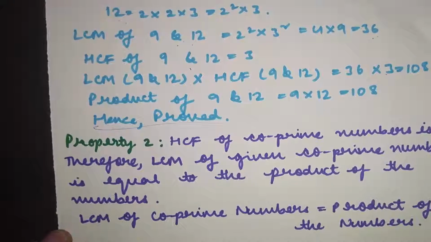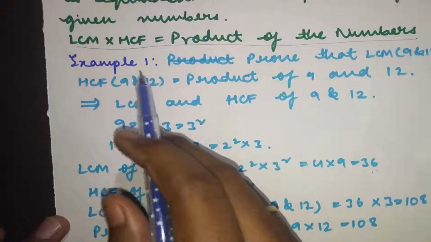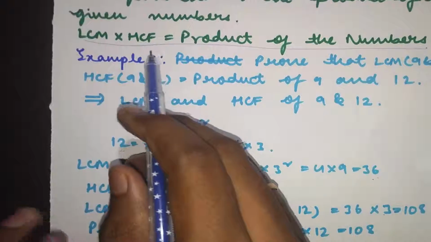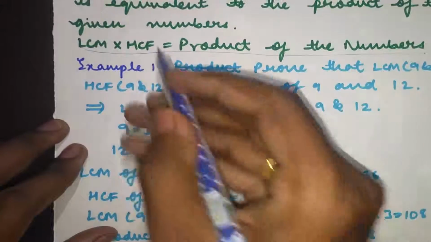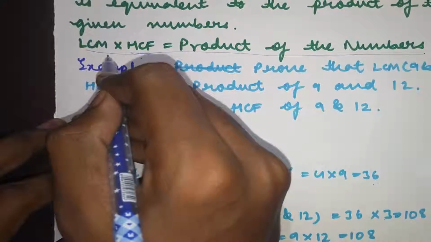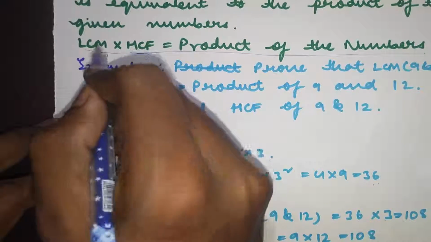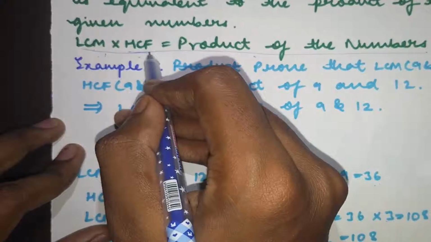So what is the second property of HCF and LCM? HCF of co-prime numbers is 1. Therefore, LCM of the co-prime numbers is equal to the product of the numbers. This is nothing but derived from the above property, which defines that LCM into HCF equals the product of any two numbers. If the HCF of the co-prime numbers is 1, it would mean nothing but that the LCM would be the same as the product of the numbers, right? Because HCF is already 1.